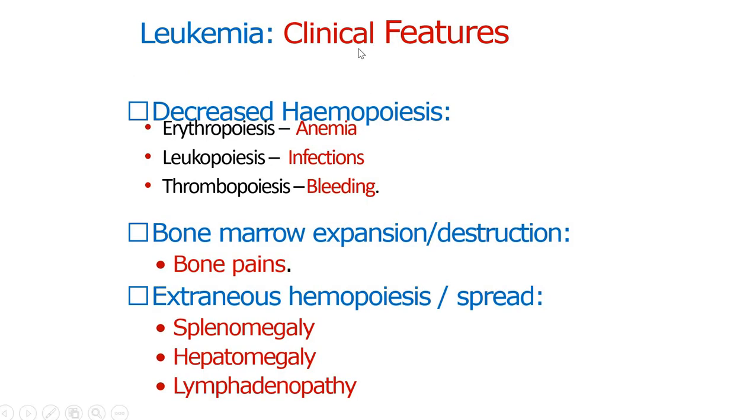So what does a patient present with? As I told you, leukemia is nothing but the bone marrow and peripheral blood being flooded with immature cells, which are immature WBCs. Obviously, because these WBCs are immature, they cannot function. So when they cannot function, what happens?